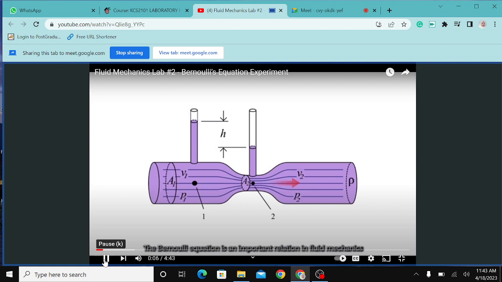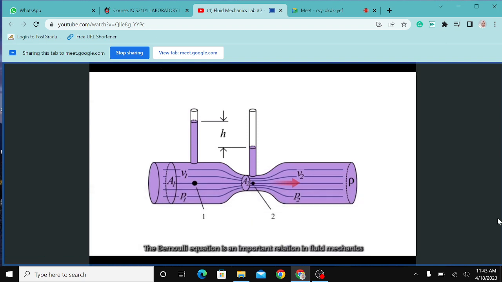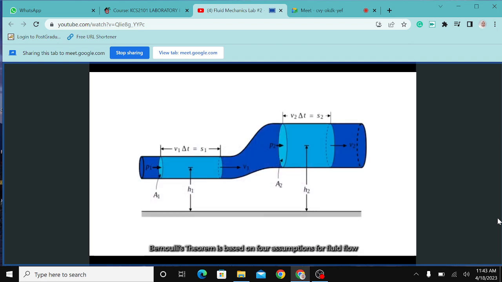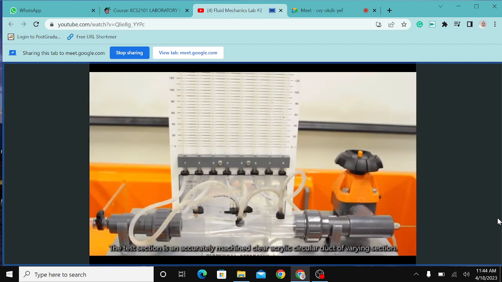The Bernoulli equation is an important relation in fluid mechanics since it expresses the relationship between fluid pressure, velocity, and elevation for an incompressible fluid along a streamline. Bernoulli's theorem is based on four assumptions for fluid flow: frictionless, steady, incompressible, and along the same streamline.